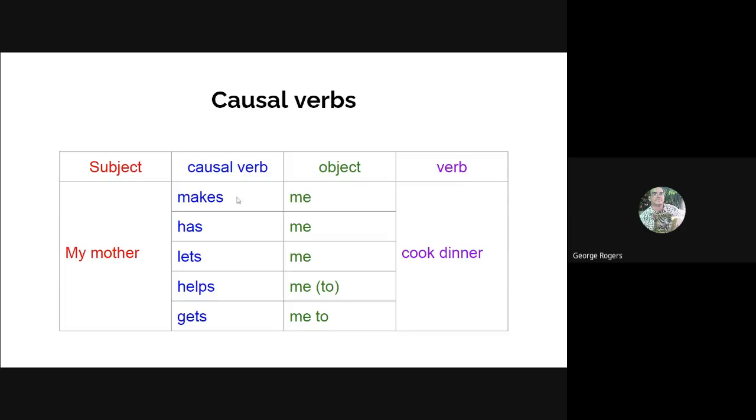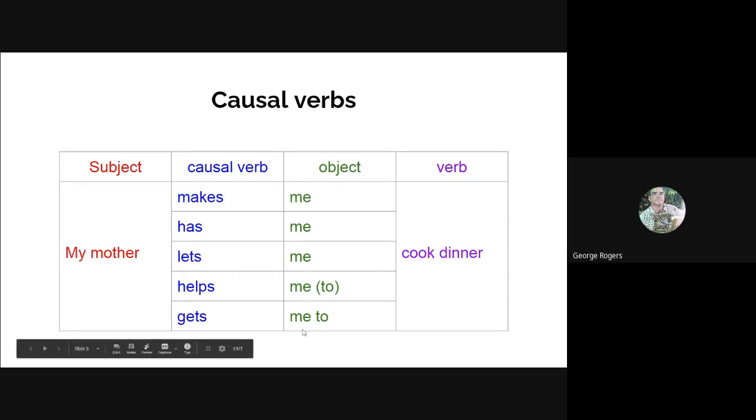With all of these, notice the to in parentheses with help. That usually means it's optional. Notice the first ones have no to, so that can help you on the test or the quiz. Pay attention. We have a base verb, and does it have a to in front of it? If it has a to, then it's got to be one of the last two. If it doesn't have a to, then you know it's one of the first three: make, have, let.